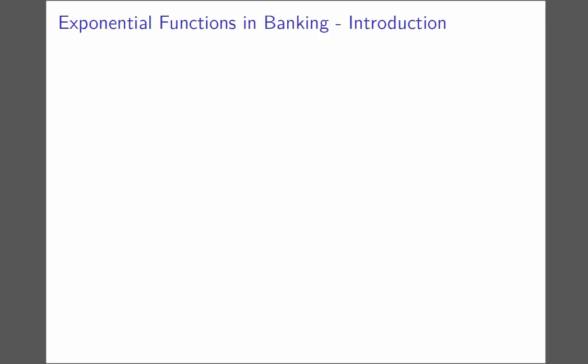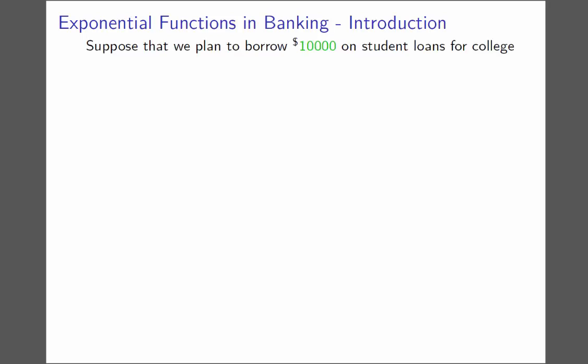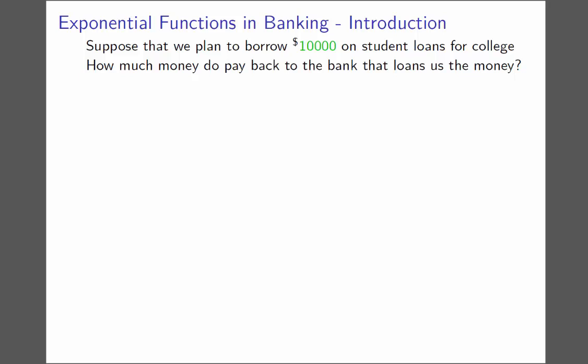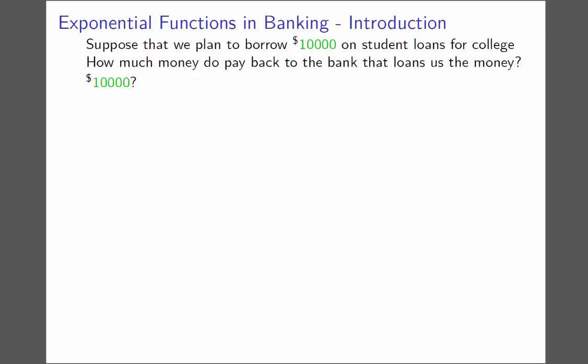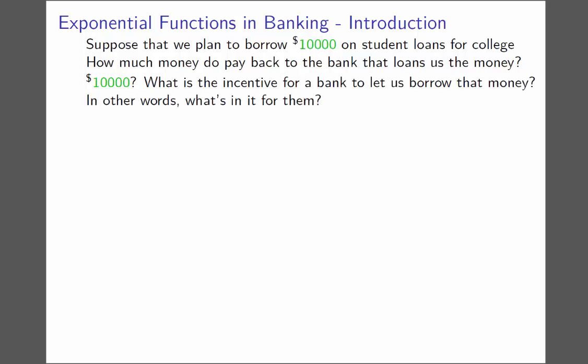We will now apply what we have been learning about exponential functions to banking and loaning applications. Suppose that we plan to borrow $10,000 in student loans for college. How much money do we pay back to the bank that loans us the money? Just $10,000? But what's the incentive for the bank to let us borrow that money? In other words, what's in it for them?